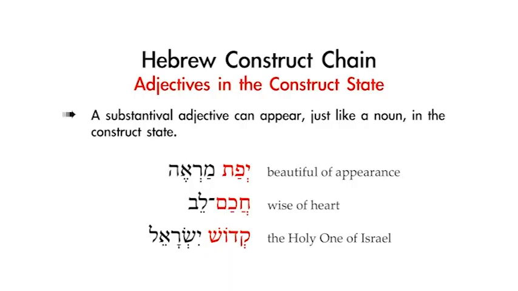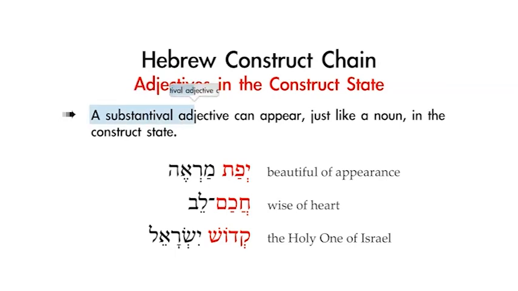So remember, the words in a construct chain cannot be broken. And so if there are going to be other words modifying the chain, those words will have to appear after the chain, and you'll have to figure out which nouns they're modifying in the chain. There's one last point of grammar before we move into the spelling of nouns in the construct state, and that has to do with adjectives in the construct state.